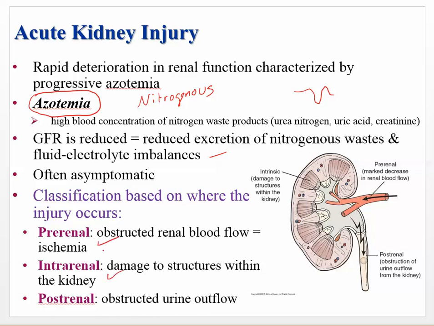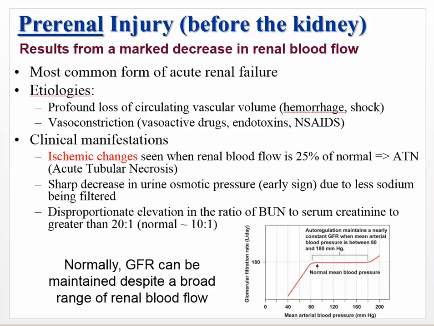Classification is based on where the injury occurs, whether it's before the kidney or in the kidney directly. Before the kidney would be pre-renal, and in that case we're talking about blood flow, about ischemia, about how much blood is flowing into the kidney. It could be intrarenal, which is damage to the structures within the kidney, or it could be postrenal, which would be obstructed urine outflow, so after the kidney.